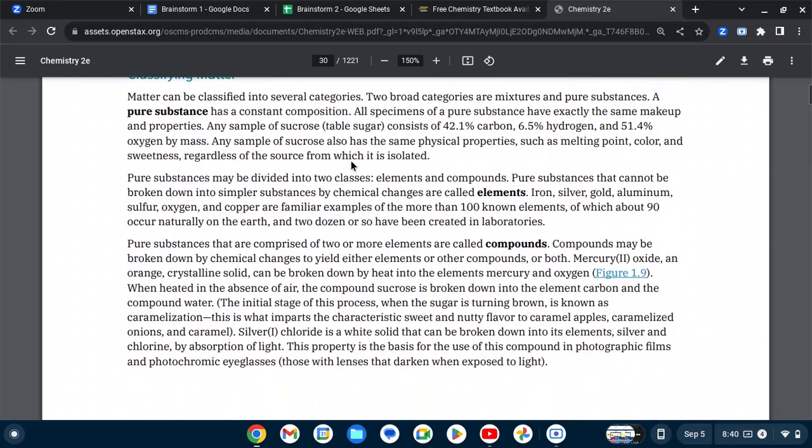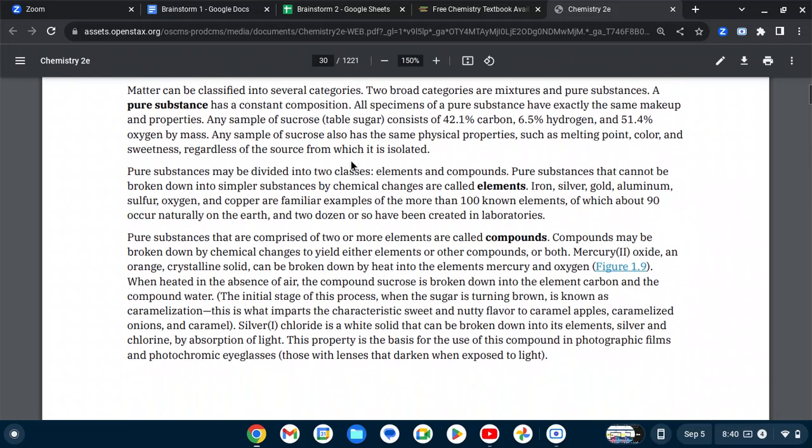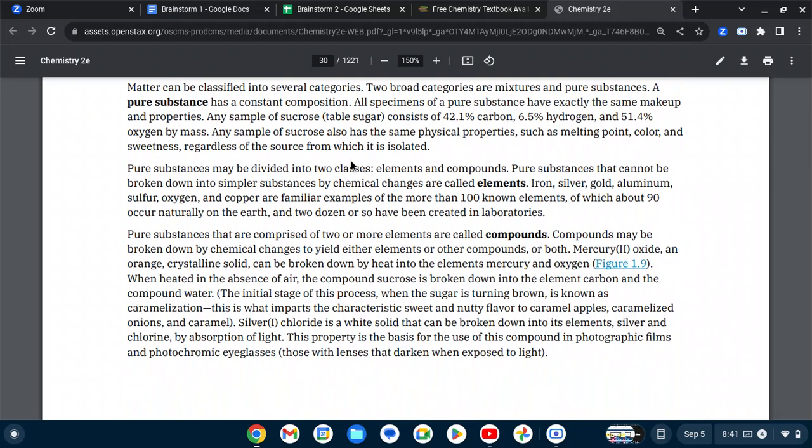Classifying matter. Matter can be classified into several categories. Two broad categories are mixtures and pure substances. A pure substance has a constant composition. All specimens of a pure substance have exactly the same makeup and properties. Any sample of sucrose consists of 42.1% carbon, 6.5% hydrogen, and 51.4% oxygen by mass. Any sample of sucrose also has the same physical properties, such as melting point, color, and sweetness, regardless of the source from which it is isolated.